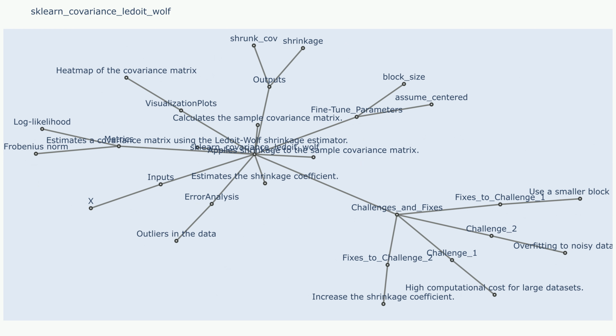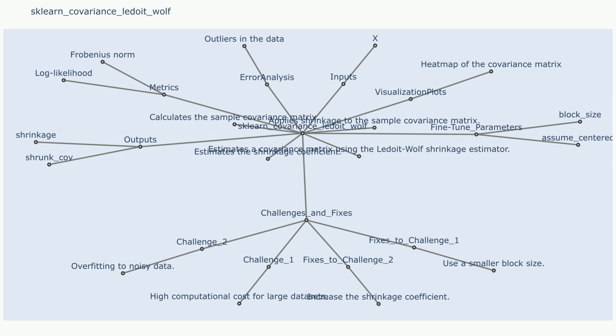Outputs: shrunk_cov, a 2D array of shape (n_features, n_features) representing the estimated shrunk covariance matrix. shrinkage, a float value representing the amount of shrinkage applied. This value ranges between 0 and 1, with 0 indicating no shrinkage and 1 indicating complete shrinkage to a diagonal matrix.